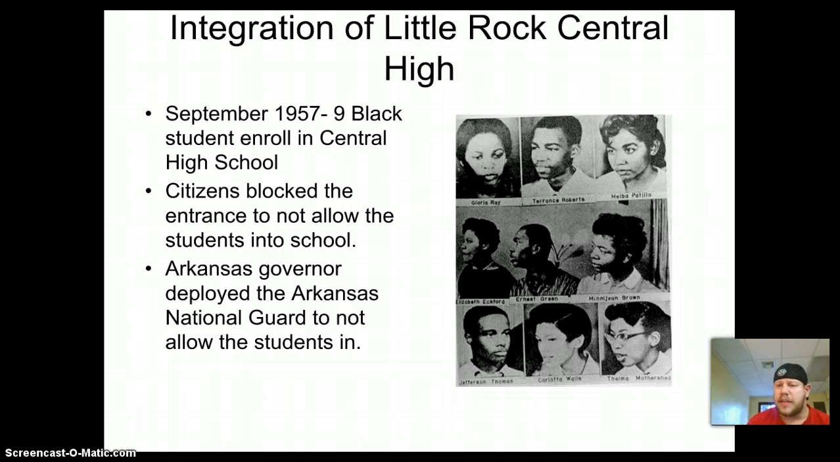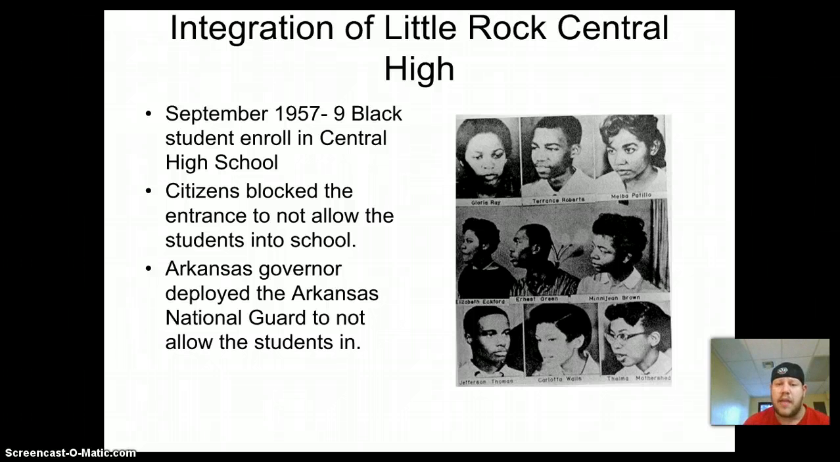Board, 9 black students tried to enroll in Central High School in Little Rock, and they're called the Little Rock 9 because of that. Here's the newspaper clipping showing the Little Rock 9. The citizens actually blocked the entrance, okay? So the people in this town blocked the entrance to the school and did not let these nine young students in.